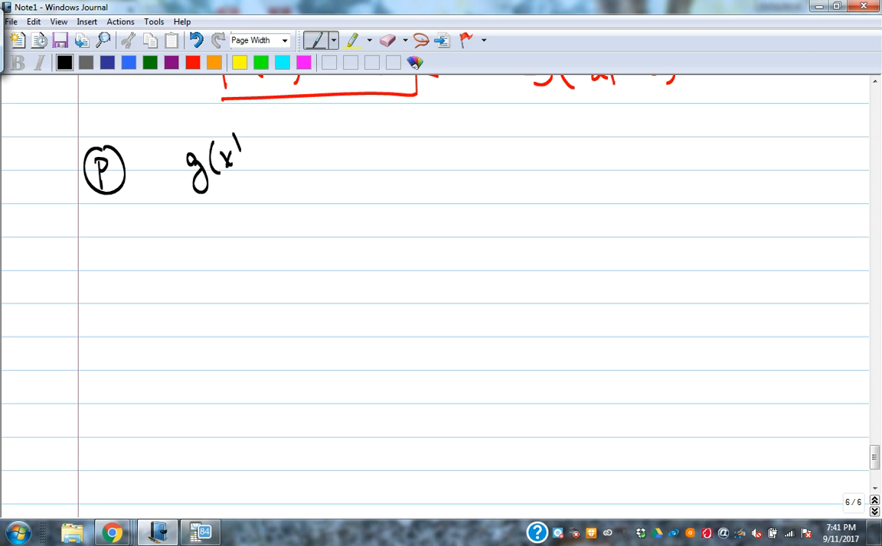g of x. Here we go. x squared minus 3x plus 7. So a little bit more difficult function. It's still a function. There are no red flags in this function. If we were asked to do domain, the domain would be negative infinity to positive infinity. But here we're asked to find g of -4.